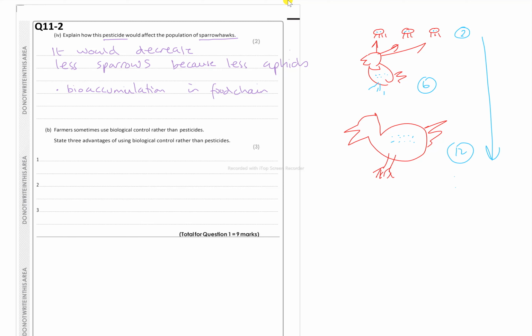Right, biological control rather than pesticides. So there's two types of pest control: biological control and chemical control. What are the three advantages of using biological control? Okay, fair enough.